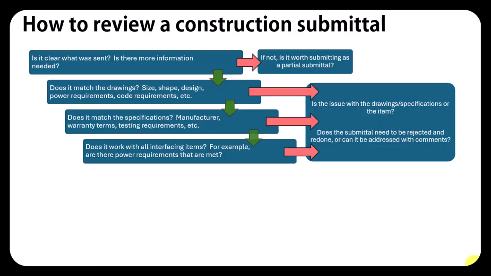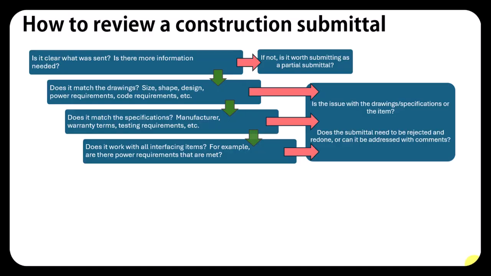Now, if any of these come up with issues, you're going to say, is the issue with the drawing or specification or the item? Did the subcontractor give me the wrong fridge? Or do the drawings call out for a 30-inch fridge and only provide 27 inches of clearance? That is going to be a different conversation. So if it needs to be a drawing revision, you're going to ask your architect, hey, what do you want to do here?